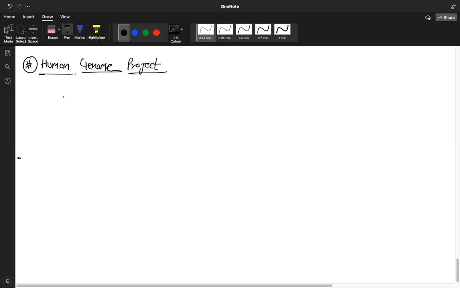We have discussed human genome. Any idea? And we are talking about haploid here. It is 3.3 into 10 raised to power 9 base pairs. So you can imagine at what scale we are talking about.